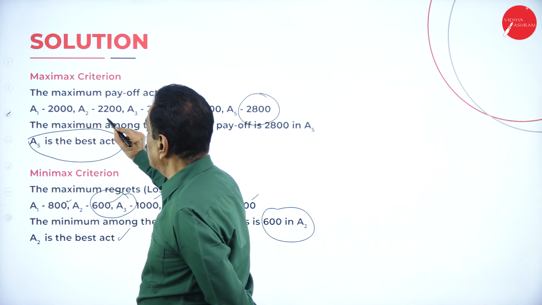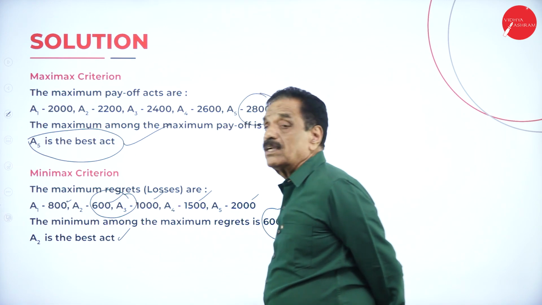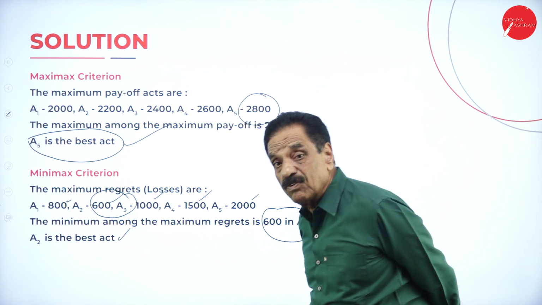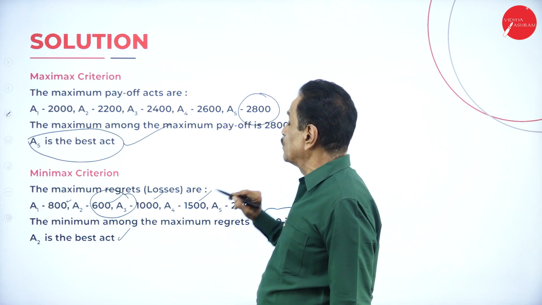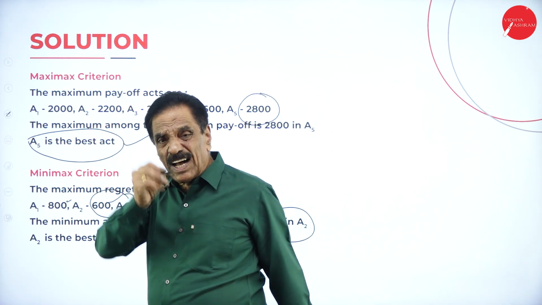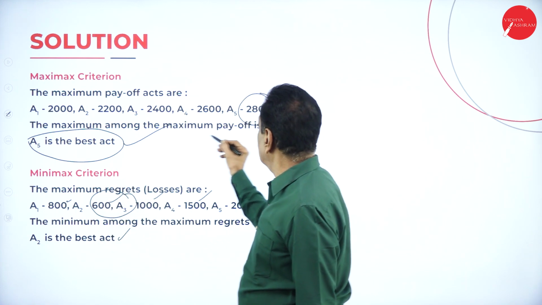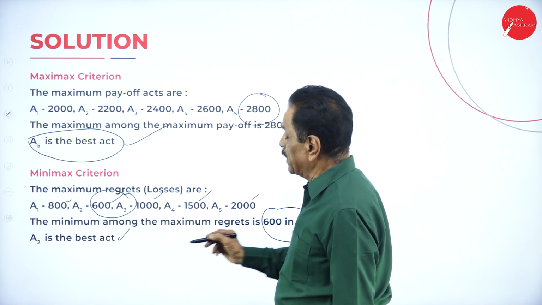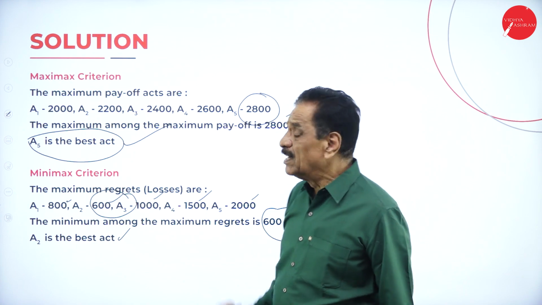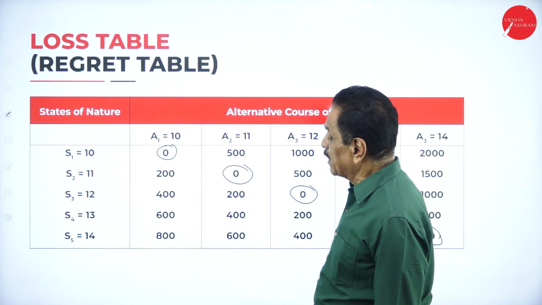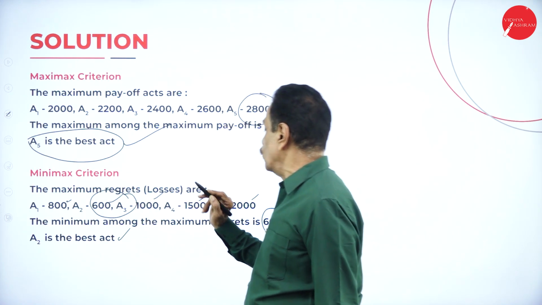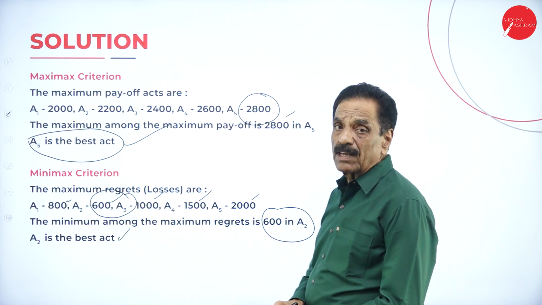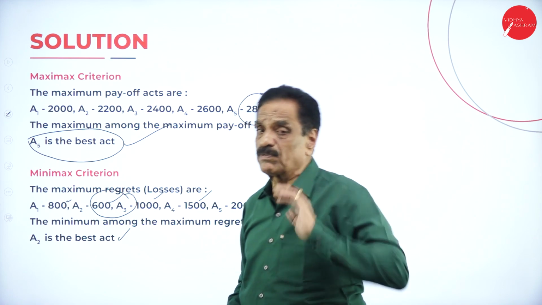A1 is 2,000, A2 is 2,200, A3 is 2,400, A4 is 2,600, A5 2,000. Among them, you select which is the highest one, the maximum among them is 2,800, which is the best act. Then come back to here now, which is the highest one? See that, 800, 600, 1,000, 1,500. Among the last table, find out the highest one.